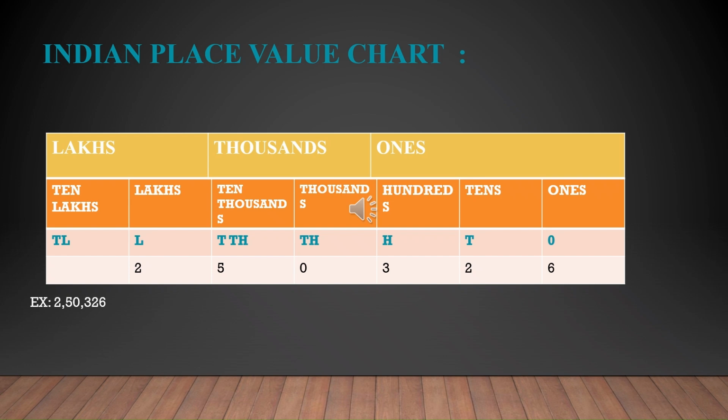And what is the digit in the 10,000s place? 5. Place 5 in the 10,000s place. And what is the digit in the lakhs place? 2. So place 2 in the lakhs place. In the Indian place value chart, we start representing the numbers from the extreme right. To separate thousands and hundreds, we place one comma, and after that, to separate lakhs and 10,000, one comma is placed.